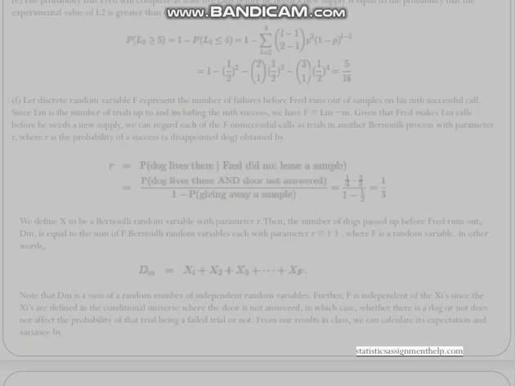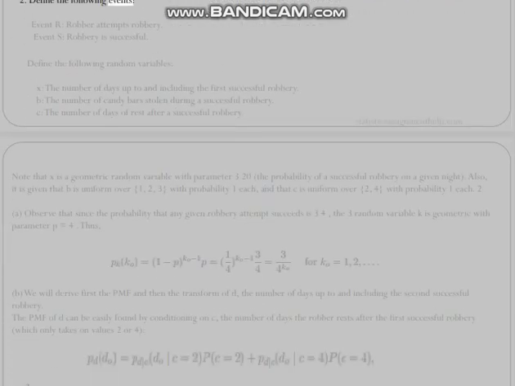2. Define the following events. Event R: robber attempts robbery. Event S: robbery is successful. Define the following random variables. X: the number of days up to and including the first successful robbery. B: the number of candy bars stolen during a successful robbery. C: the number of days of rest after a successful robbery.